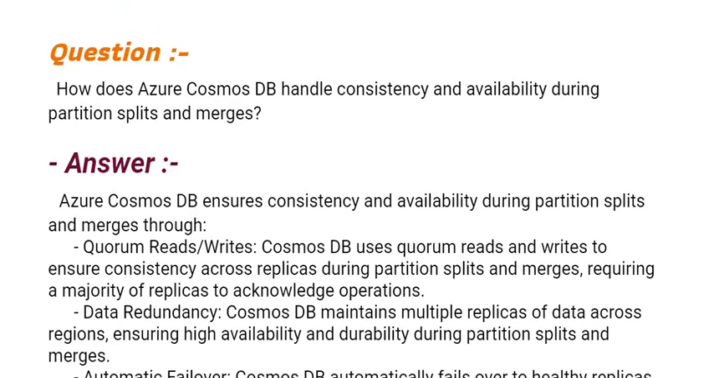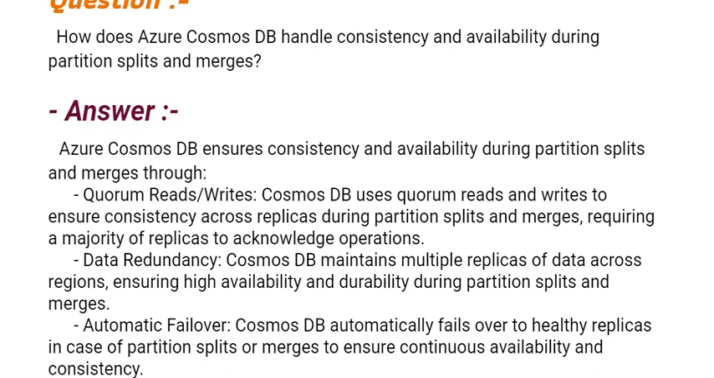Our next question is, how does Azure Cosmos DB handle data consistency and availability during partition splits and merges? Your answer should be, Azure Cosmos DB ensures consistency and availability during partition splits and merges through quorum reads and writes. Cosmos DB uses quorum reads and writes to ensure consistency across replicas during partition splits and merges, requiring a majority of replicas to acknowledge the operation.